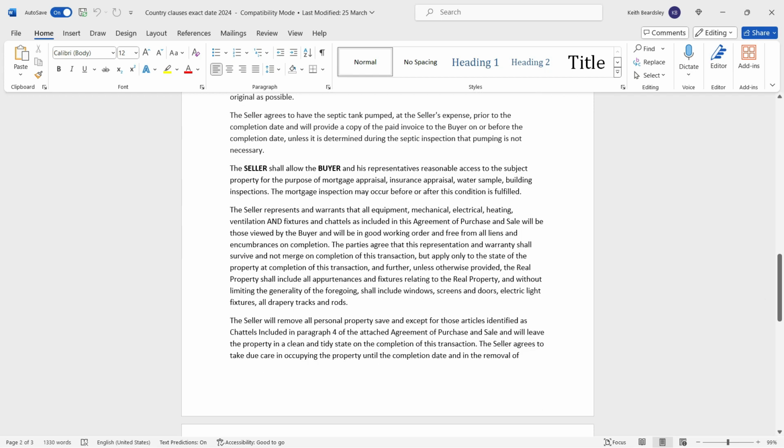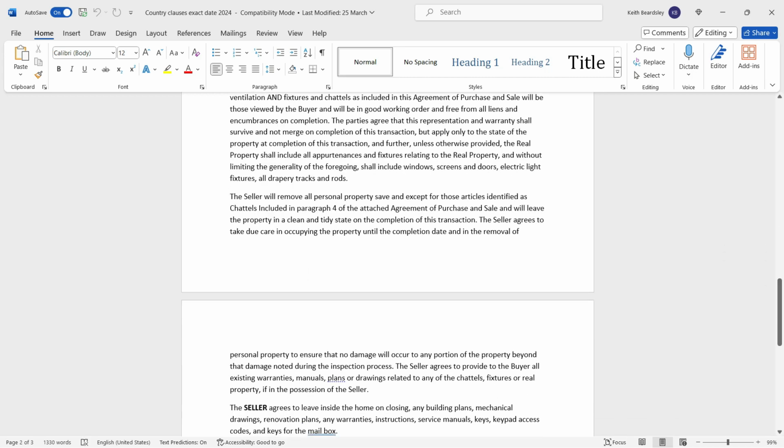And here's another one. Seller basically represents and warrants. So the seller is saying that anything included, in other words, the furnace is working, the heating's working, the central air is working, stoves are working, that type of thing. So that's where that clause will come in there. There's no timeline on that. It's assumed that on closing day, everything is working. All right, and that's extremely important.